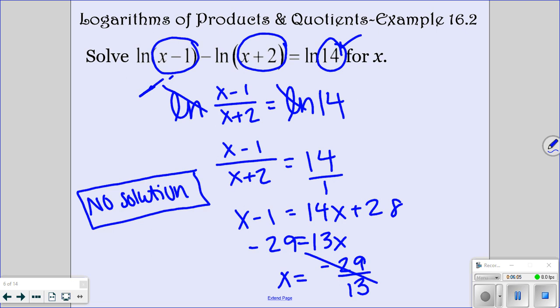So the answer is no solution, since this was a negative number when we plugged in the x value that we got.